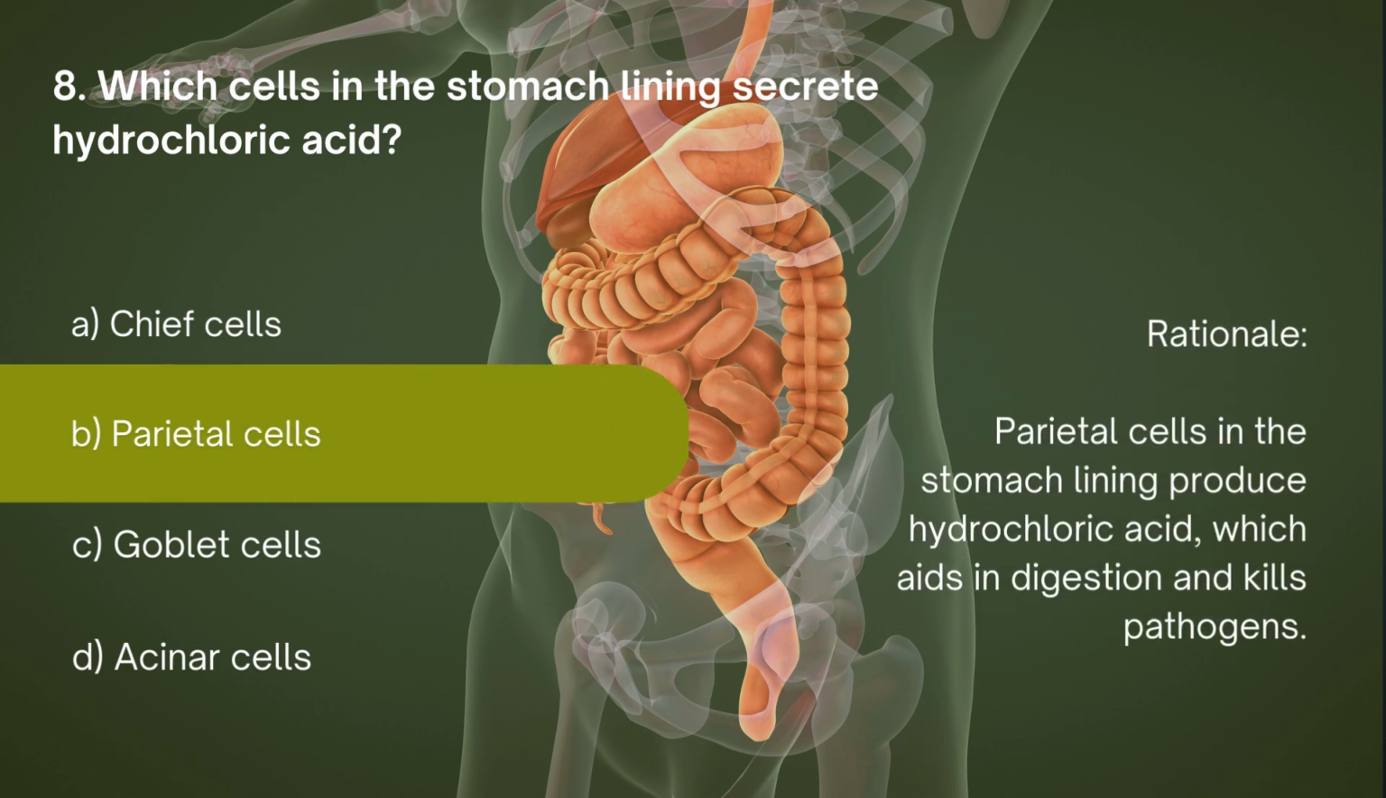Rationale. Parietal cells in the stomach lining produce hydrochloric acid, which aids in digestion and kills pathogens.